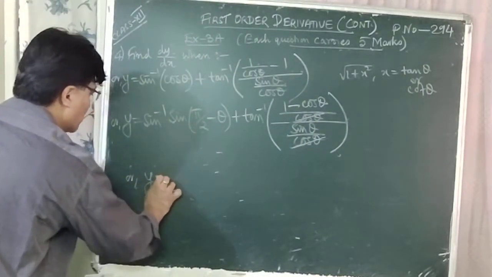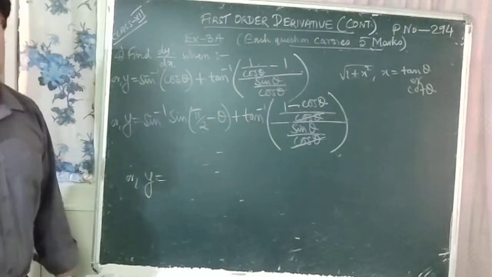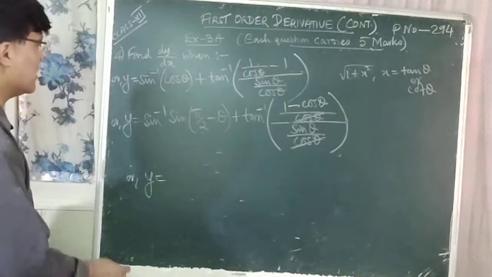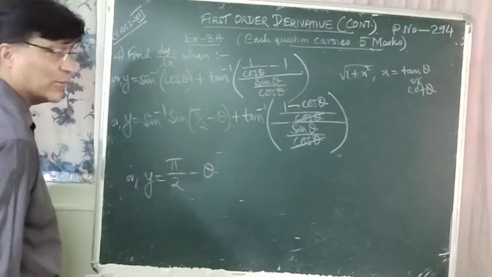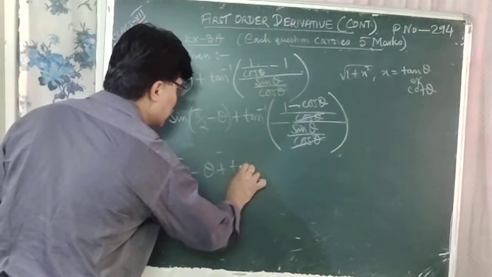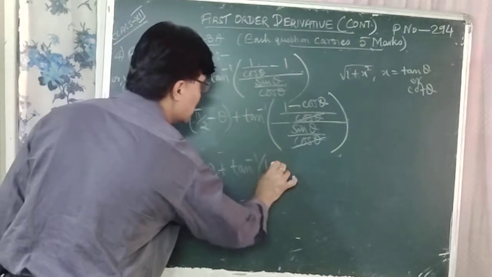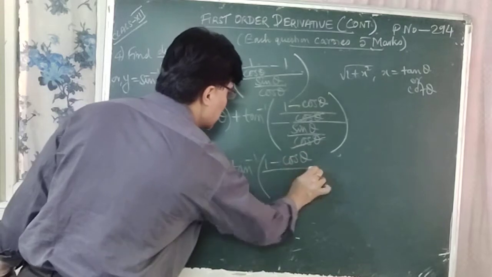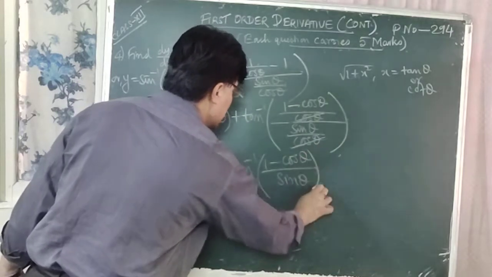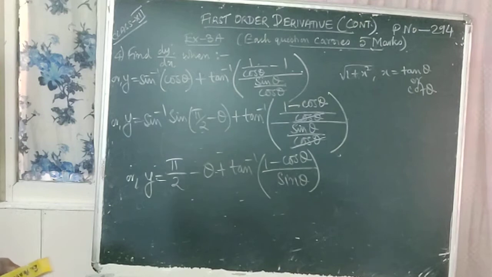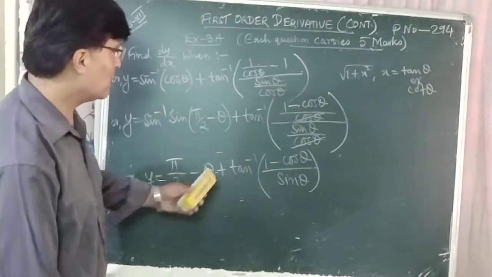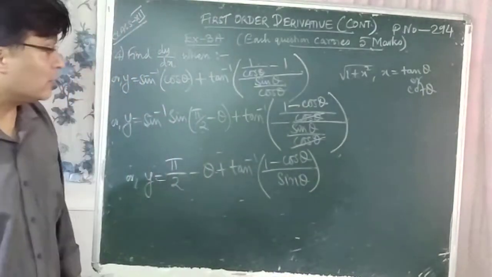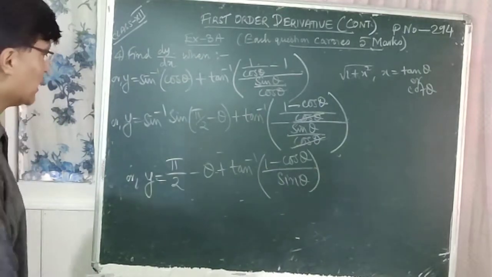Or y is equal to, what is sine inverse sine of pi by 2 minus theta? It is pi by 2 minus theta, right? So it is pi by 2 minus theta, okay? Plus tan inverse within bracket 1 minus cos theta divided by sine theta. So we have simplified the first term, that is sine inverse sine of pi by 2 minus theta is pi by 2 minus theta. Now we have to simplify the second term, that is tan inverse within bracket 1 minus cos theta by sine theta.